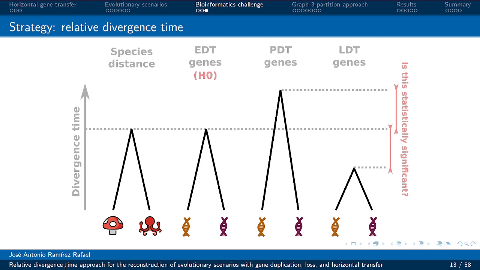Okay, so we are going to estimate divergence times. Some people might complain a little bit here, because this is really difficult to infer. But one robustness of our method is that we don't need precise estimations. Sometimes precise estimations are impossible, but we only need to know, statistically, if the genes diverged before, after, or at the same time as the species.